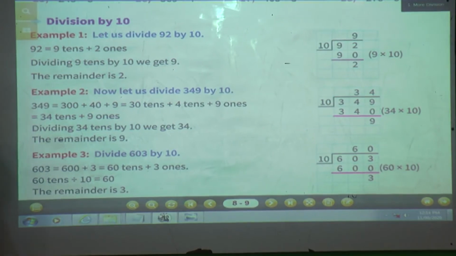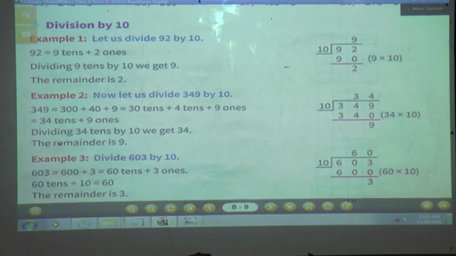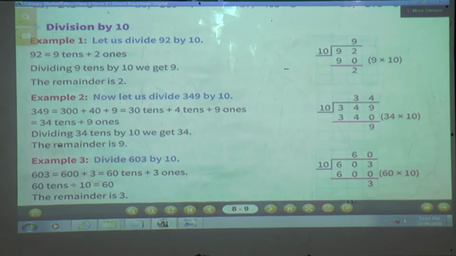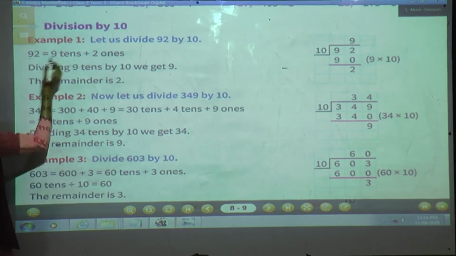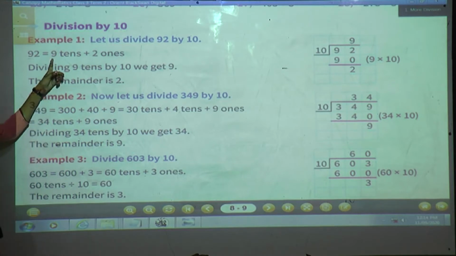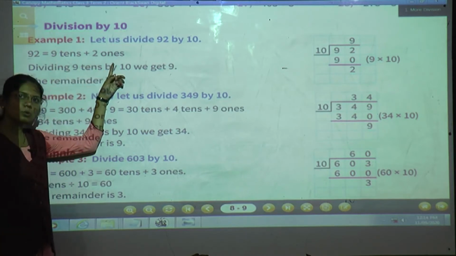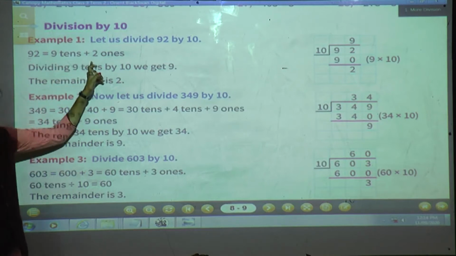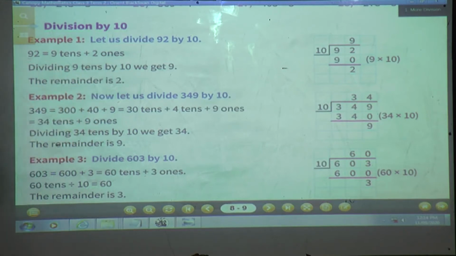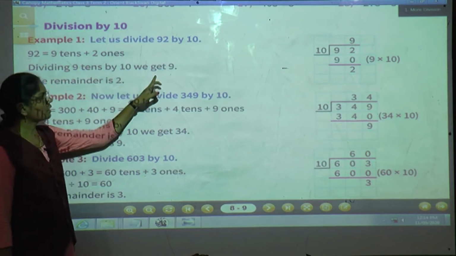Divide 92 by 10. First example we will see, divide 92 by 10. Now look at the board here. 92 is equal to what? 92 means 9 tens plus 2 ones, isn't it? 92 is equal to 9 tens plus 2 ones. Then dividing 9 tens by 10 we get 9.